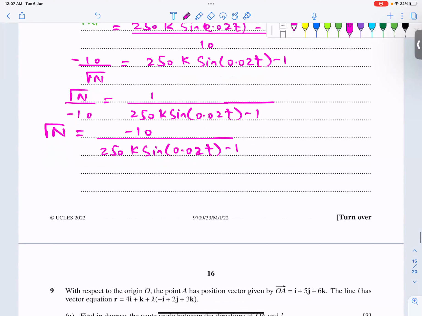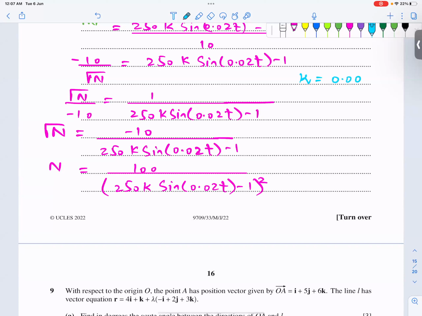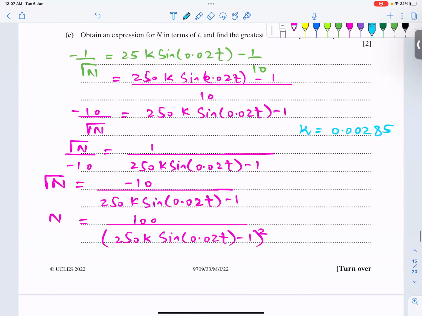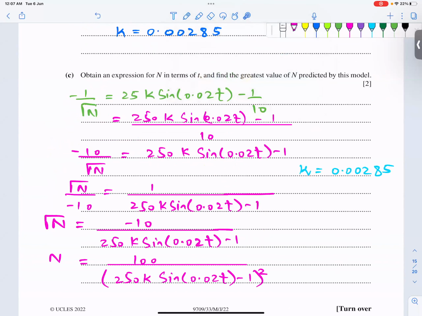So take square on both sides. So n will be 100 over 250k sin(0.02t minus 1), with whole square. Now, in this package, we have k is equal to 0.00285. Okay, make sure that we have k. We have k given. Now we will need to find the value of n, that is the greatest value of n. You can see here he is saying the greatest value of n predicted by this model.